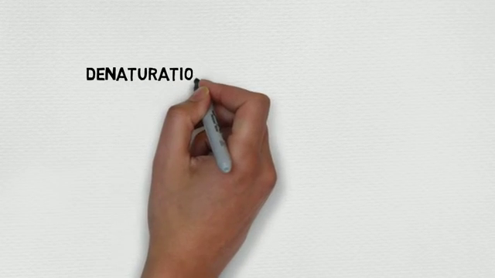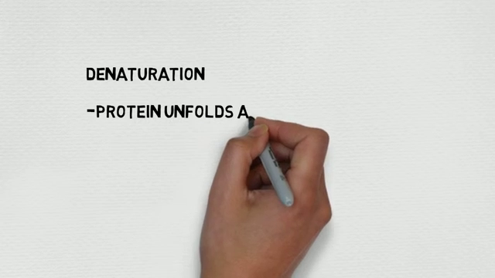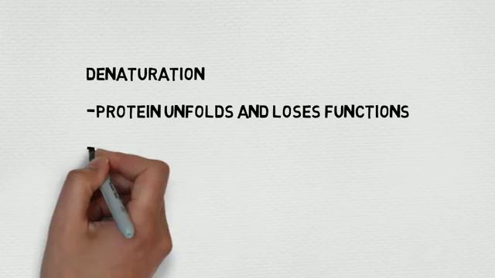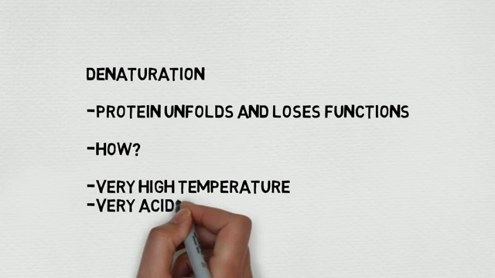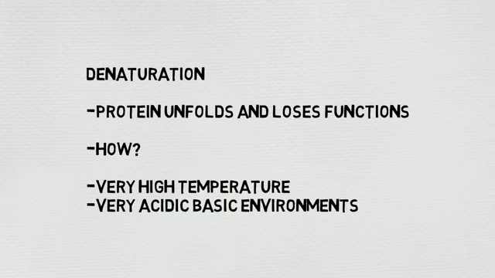Denaturation happens when proteins unfold and lose their functions. This happens due to very high temperatures where the hydrogen bonds can break, and it can also happen in very acidic or basic environments. This is very dangerous because the shape of the protein is critical to its function.